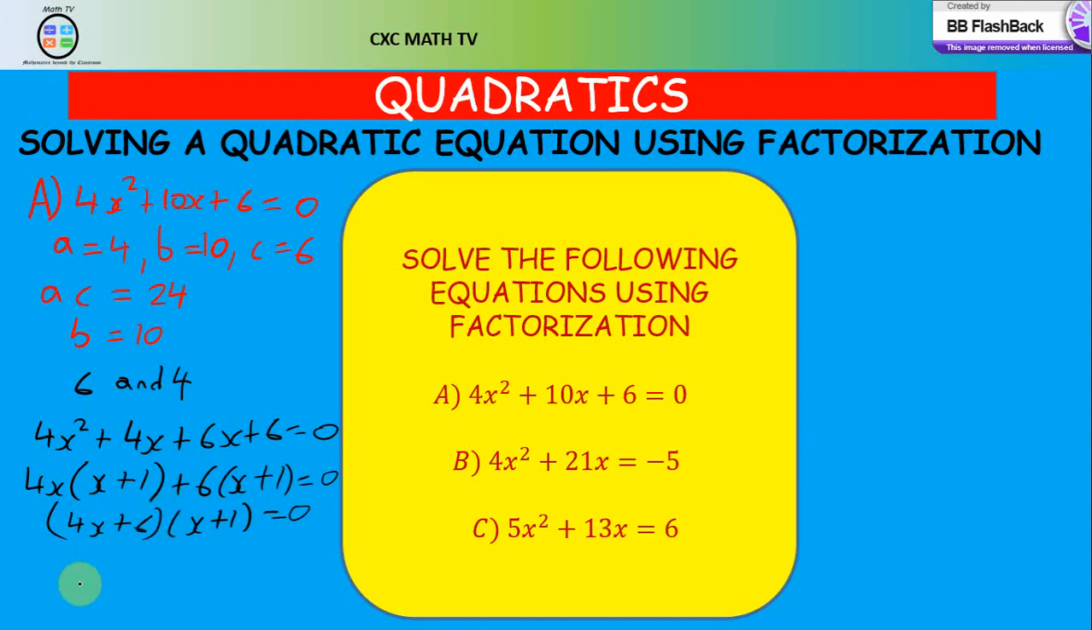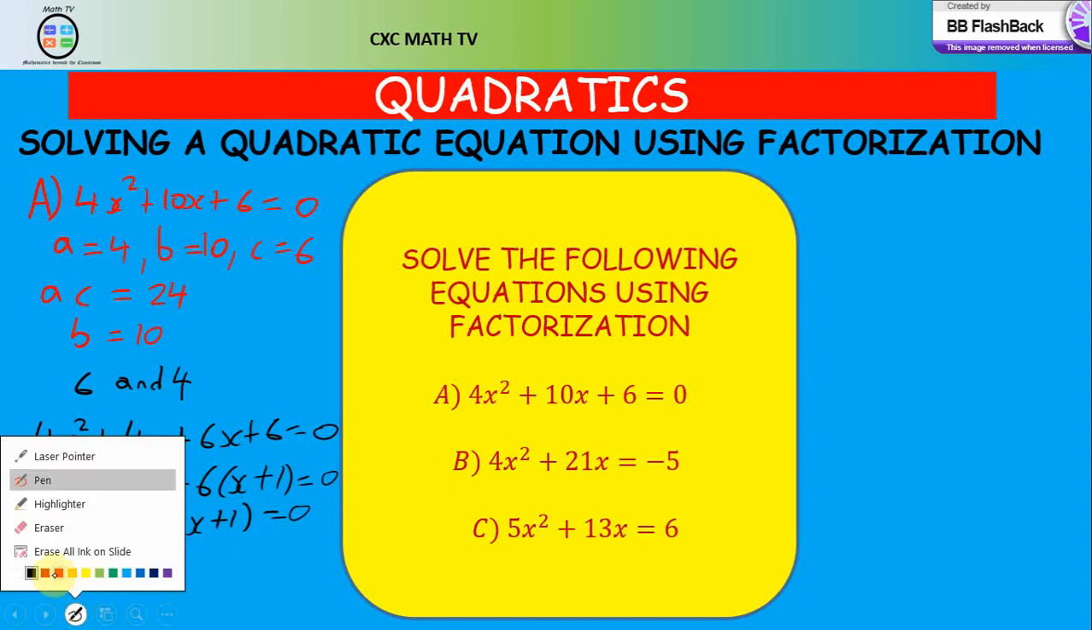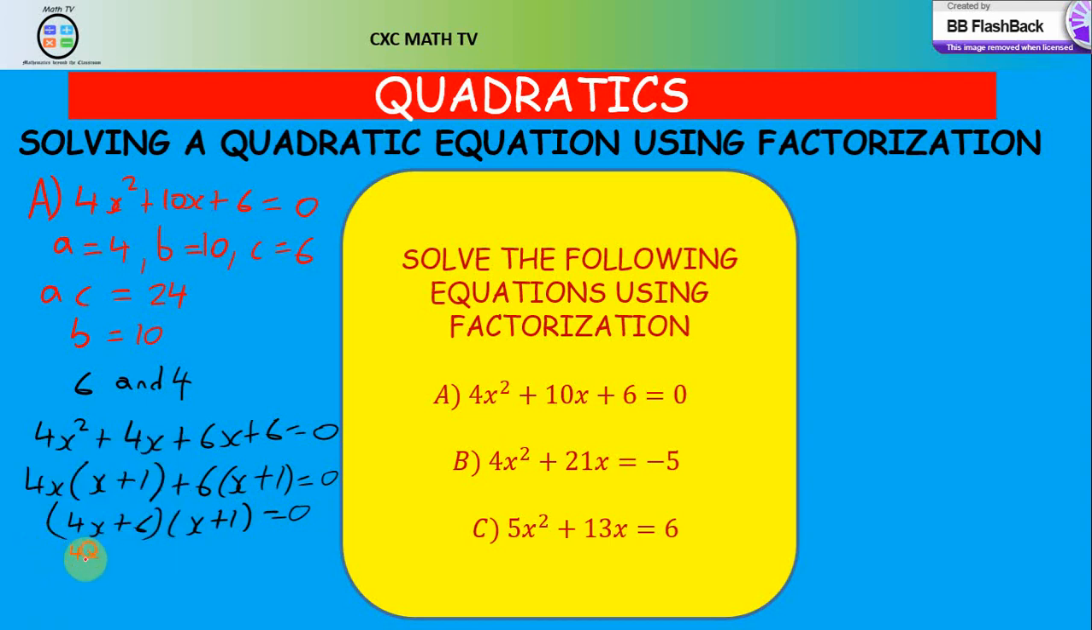Then the next step is you equate both factors to 0. So we equate 4x plus 6 to 0 and we equate x plus 1 to 0. From that we're getting x is negative 1, and on this side x is negative 6 over 4, or negative 3 over 2 if you simplify. Let's do part B and then you do C on your own.